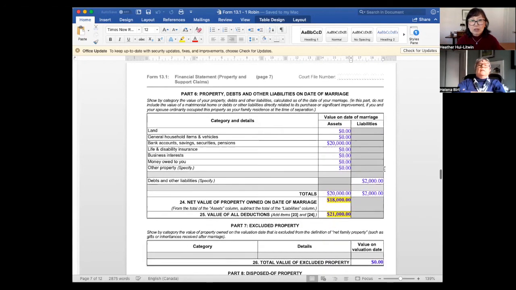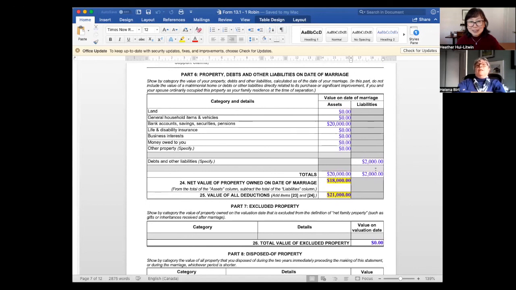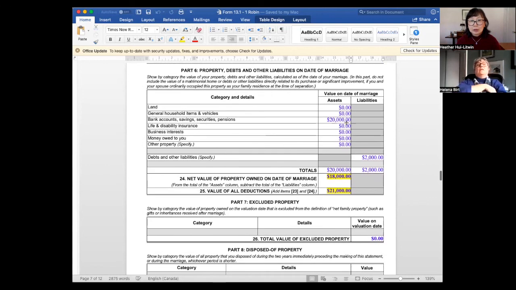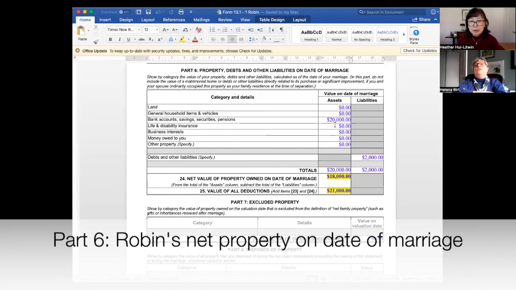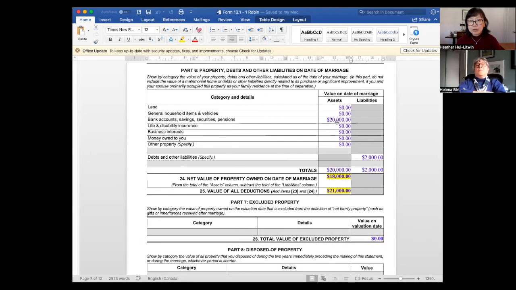And then part 6. Now we're talking about what the parties had on the date of marriage. So again, this is part 2. We figured out what all their property and debts were on the date of separation. Now we're looking at what Robin has in the way of property or debts on the date of marriage. And there we go. They're showing the $20,000 in the bank account, which you'd already put down in the earlier part of the financial statement. So it's almost like bringing the numbers up there and down to this table. And then the debts is 2,000.